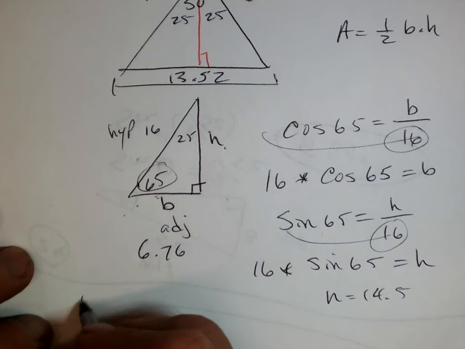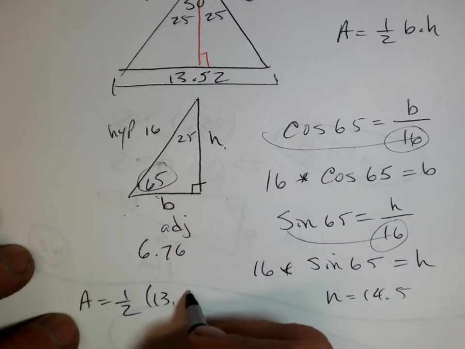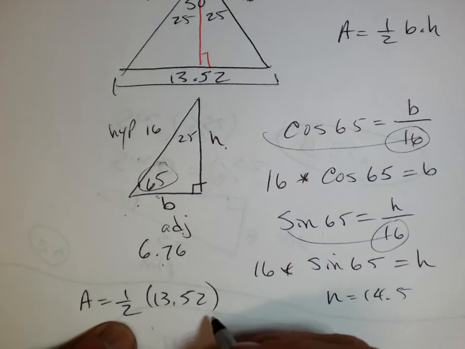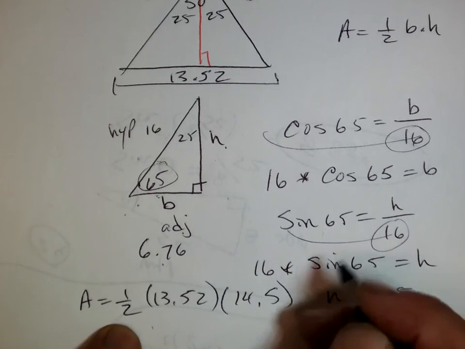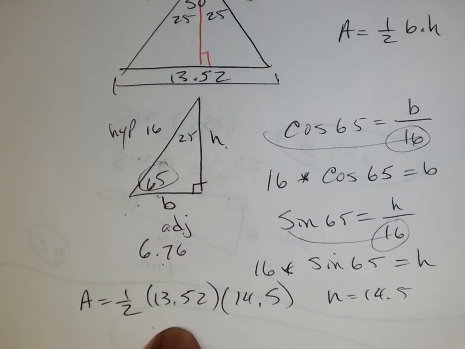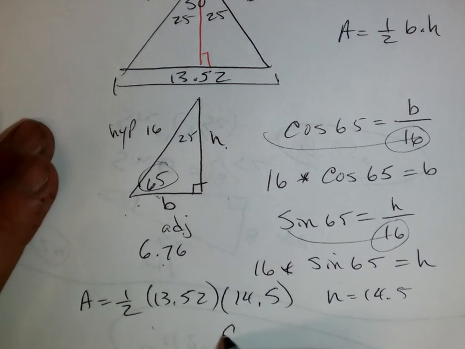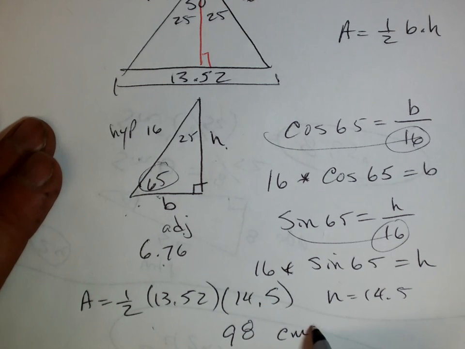So, area of my triangle is 1/2 13.52. I know, Evan, we didn't need to take half of this because that's half of that anyway. Times 14.5. So 0.5 times 13.52 times 14.5, and I get a grand answer of about 98.02, but about 98. I don't know if it's centimeters or what. I forgot to label it. Let's just call it centimeters squared.